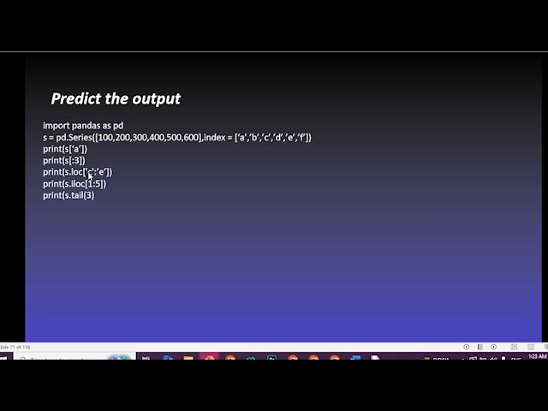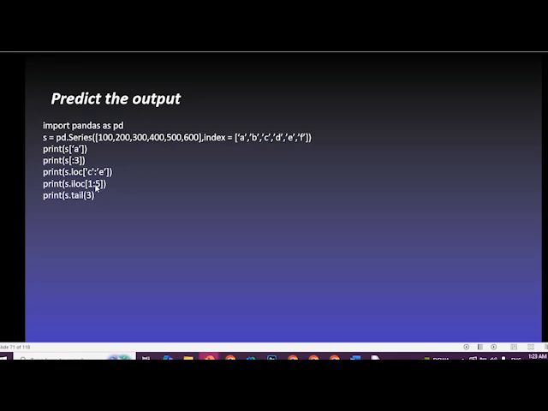Now print S.loc[C:E]. Using loc, we have to use index labels. So index labels are used here, C colon E. Since it is an index label, the last value will be included. C 300, D 400, E 500 will be returned as a series.